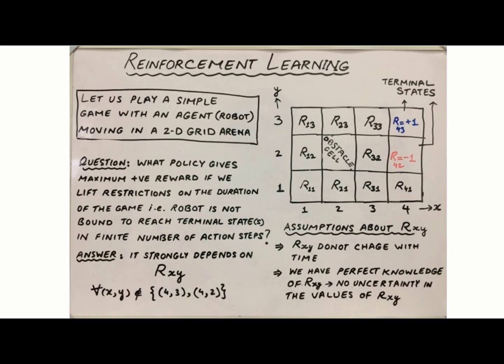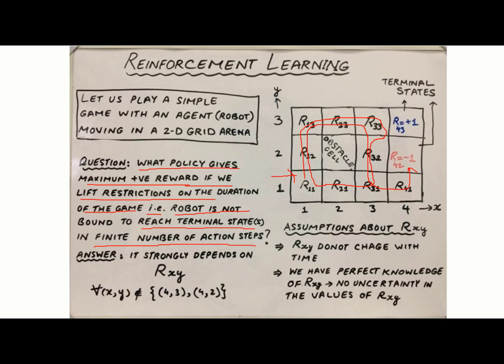So it raises an important question: what policy is going to give us the maximum positive reward if we lift the restriction on the duration of the game? That is to say, let us not bound our robot to reach the terminal states in a finite number of actions or steps. In other words, if we let loose our robot in this arena, then the robot has a choice to keep on moving and not terminate its journey in any one of the terminal states.